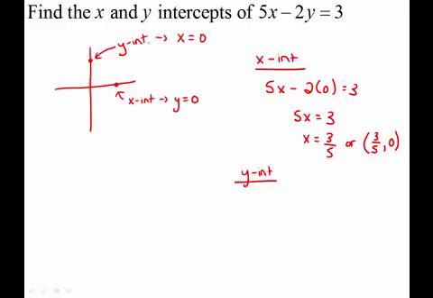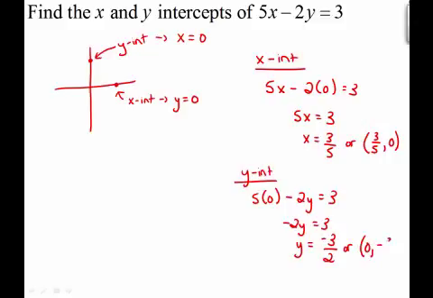To find the y-intercept, just like we say up here, set x equal to 0. So 5 times 0 minus 2y equals 3. That goes away. Negative 2y equals 3. y equals negative 3/2. Or, again as a coordinate, (0, -3/2).